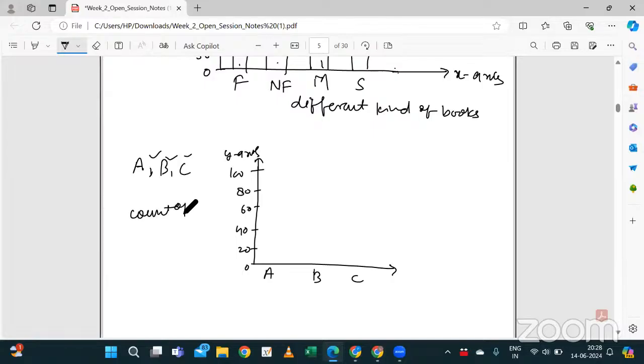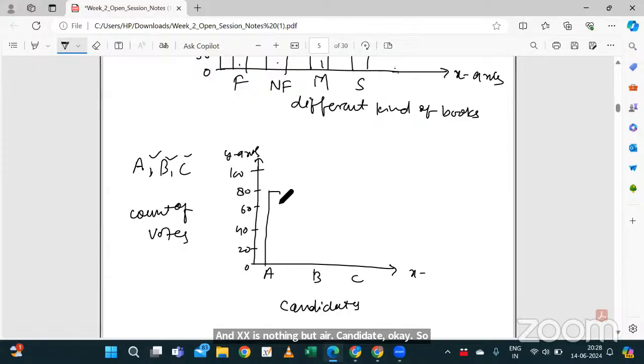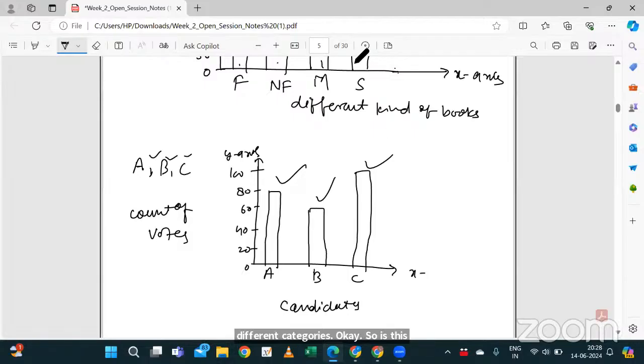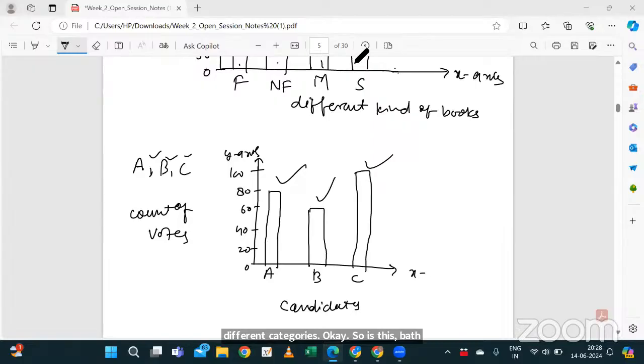And the x-axis is nothing but the candidates here. Suppose A received 80 votes. Let's say B got 60 votes, and suppose C received 100 votes. So here what we are doing, we are interested in counting different categories. Okay, so is this bar chart clear to all of you? Got some sort of idea?